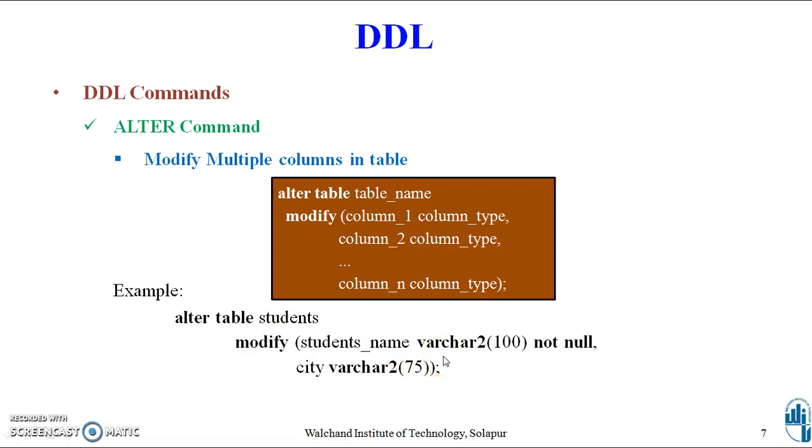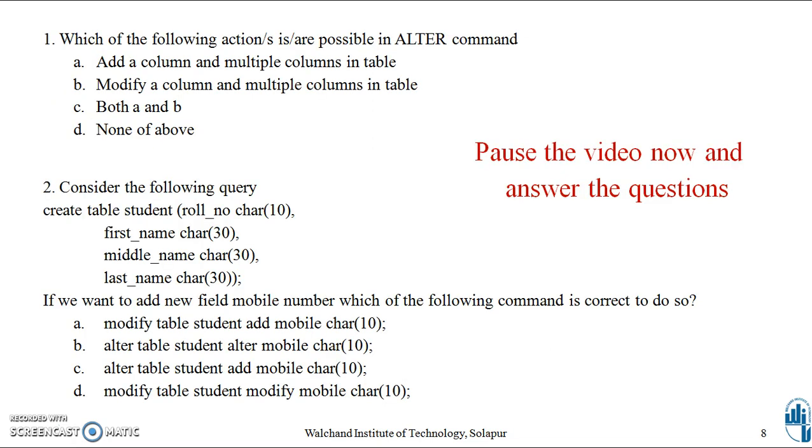So this alter table example will modify both the student name and the city column. This command will modify the column called student name to be a data type of varchar2(100). Previously it was varchar2(45), and it forces the column to not allow null values. This command will also modify the city to be a data type of varchar2(75). Previously it was varchar2(40).